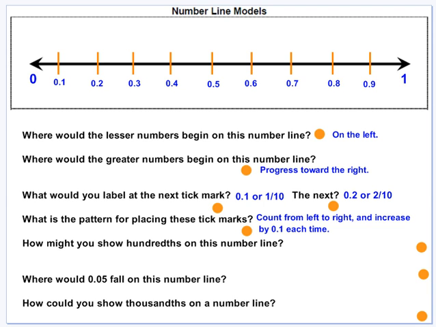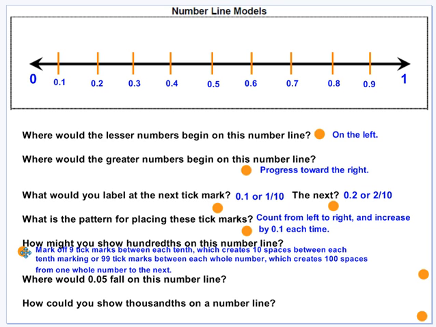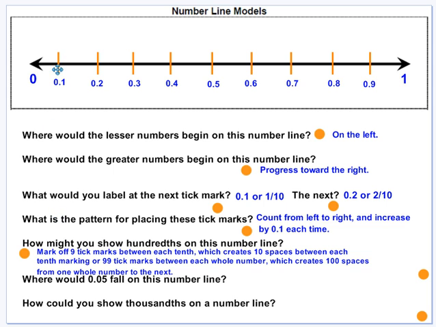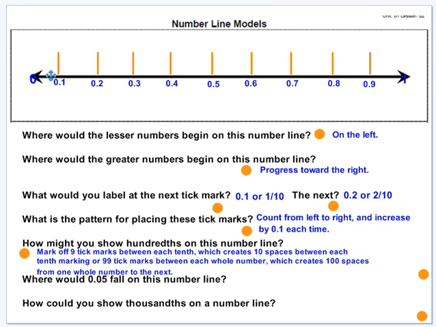How might you show hundredths on this number line? Well, we would mark off tick marks. These orange lines are our tick marks, okay? That tells us when we've traveled a certain distance. Mark off 9 tick marks between each tenth. So we'd have to do 9 more little lines in between these orange ones that I've drawn. Every single one of them, another 9. 1, 2, 3, 4, 5, 6, 7, 8, 9. Okay? In order to get hundredths, which is going to give us 100 lines in between 0 and 1.